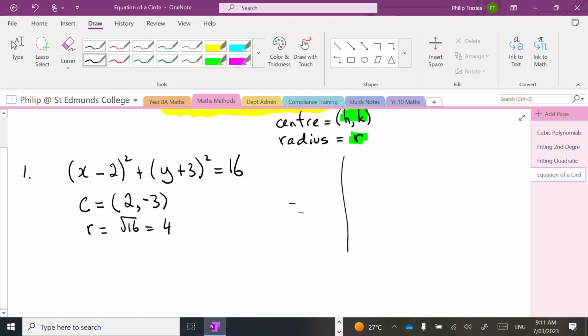So to do a quick sketch of this, I would mark a point at 2 steps and then negative 3 steps. So there's my centre point, and a radius of 4 means I'd get to there, and I'd also get 4 steps below. So there, I'd get 4 steps to the left, there, 4 steps to the right, and I'll try to draw in a circle there as best as I can. And that's my x-axis and that's my y-axis. So that's a pretty straightforward one.